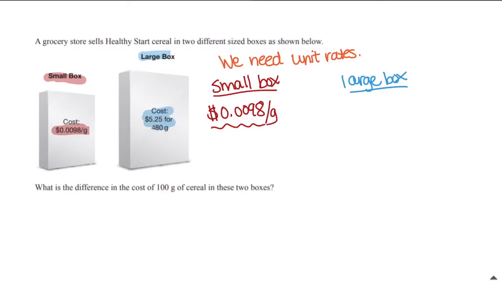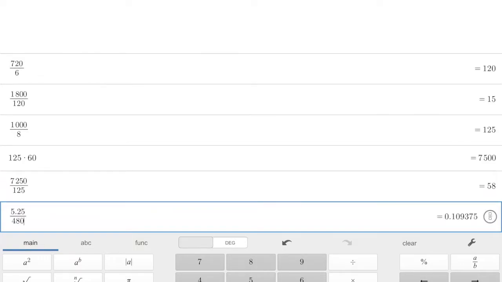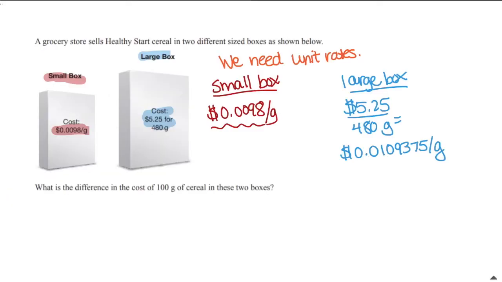So we can take that 5.25 and divide it by 480 grams, and that'll tell us what our unit rate is. So 5.25 divided by 480, and I get 0.010937. And don't do your rounding quite yet until we get to the final answer or close to the final answer. So we know that the large box is going to charge $0.010937 per gram.